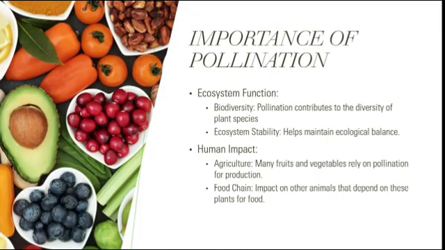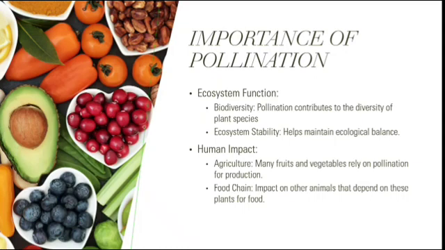So what is the importance of pollination? Number one, ecosystem function. We have biodiversity. Pollination contributes to the diversity of plant species and also helps maintain ecological balance. Human impact: agriculture. When we talk about agriculture, many fruits and vegetables rely on pollination for production. Most of the produce that we enjoy and that is very beneficial to the human body actually relies on pollination for its production. And food chain, it also has an impact on other animals that depend on these plants for food.